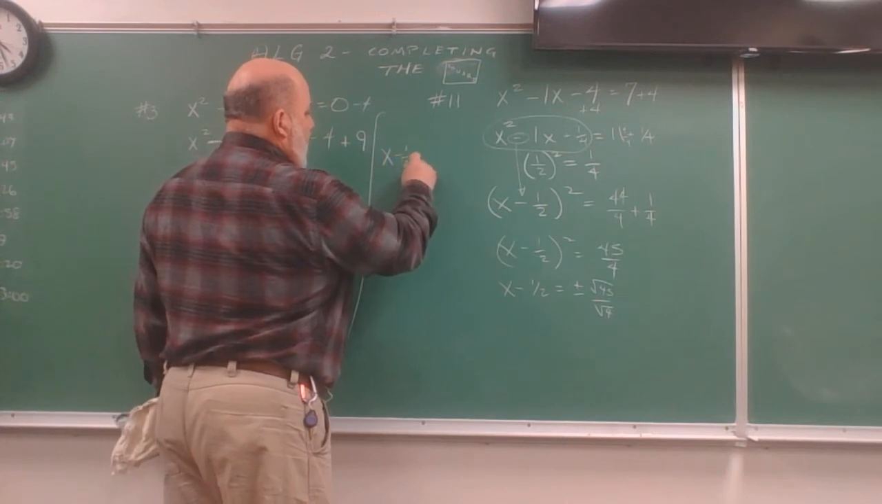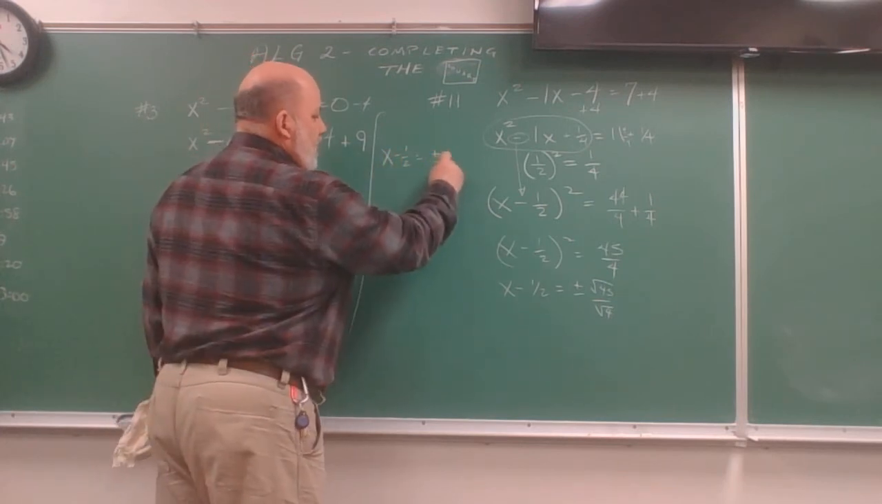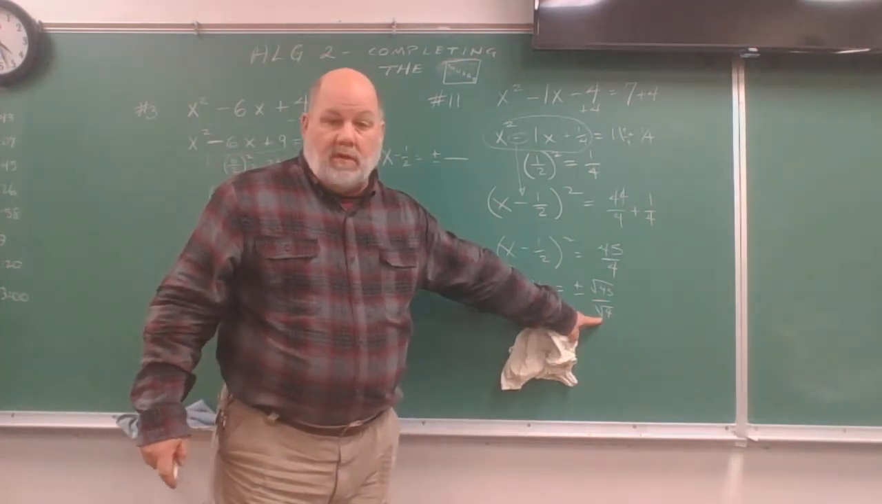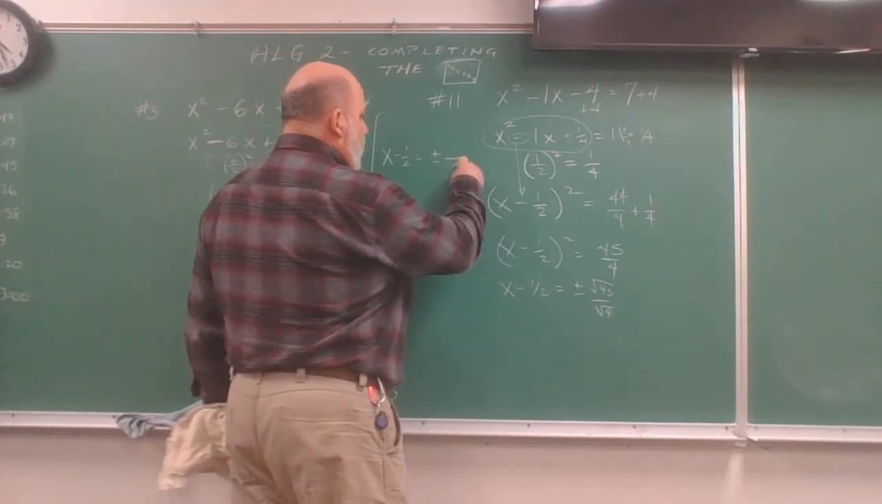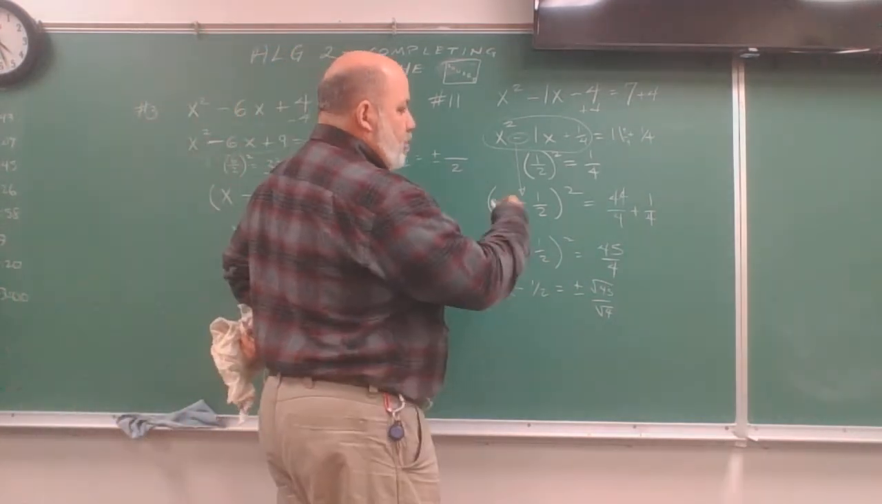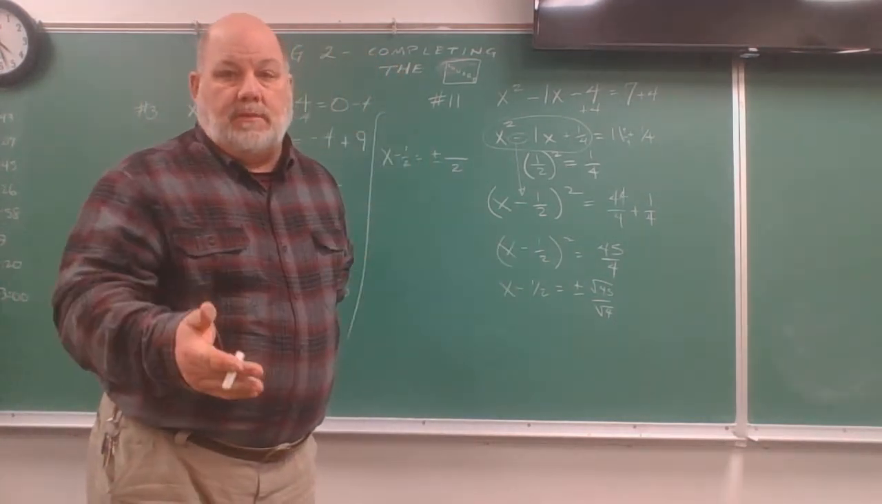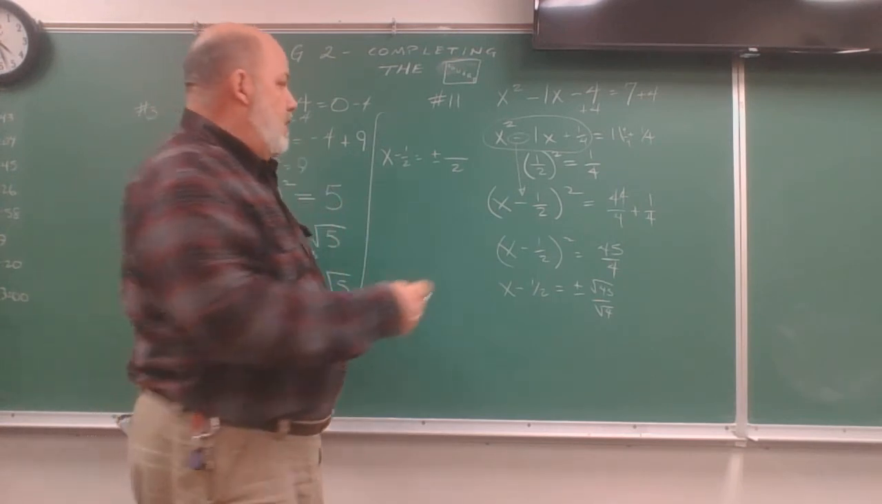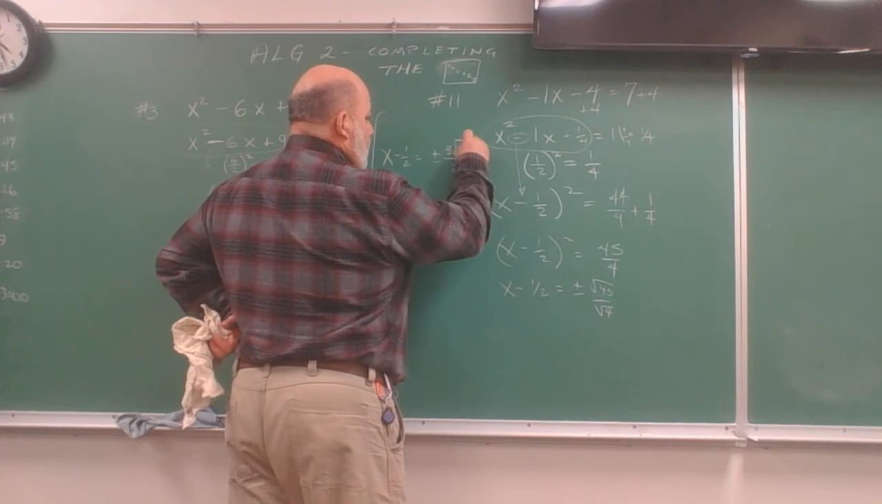x minus 1/2 equals plus or minus. I'm going to do the denominator first. The square root of 4 is 2. And the square root of 45, well, if you break it down, that's the square root of 9 times the square root of 5. What's the square root of 9? That's 3, so we get 3 square root 5.